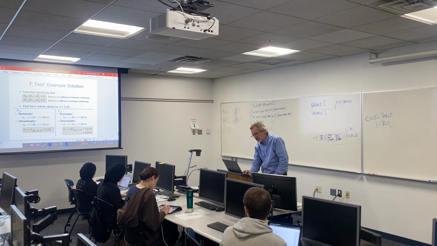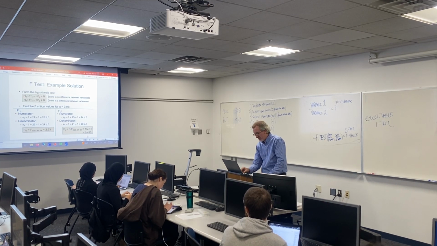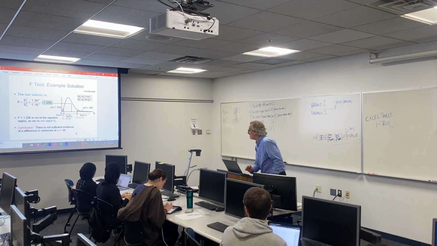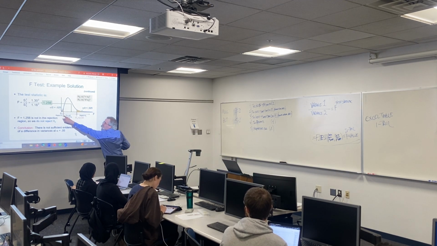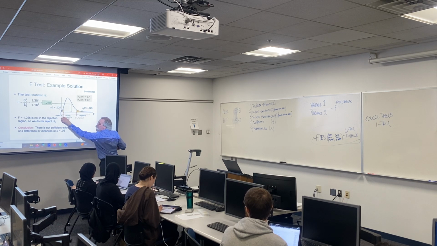So 1 over 2.41 is 0.415. Let me show you on a graph. Here's 0.0415, way over here. Here we go, 0.43. And here's 2.33. Here are the two numbers.